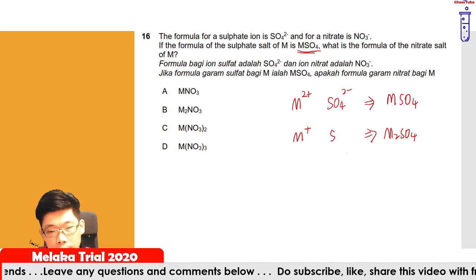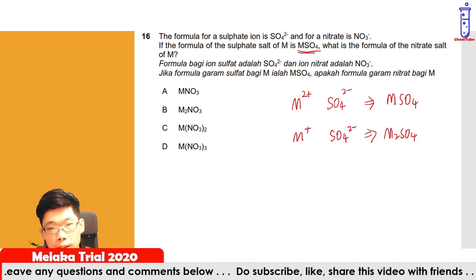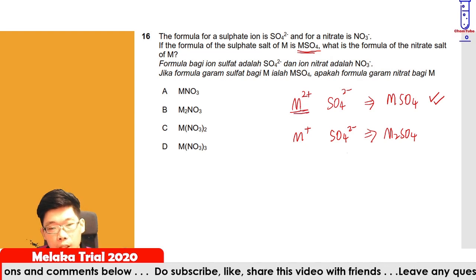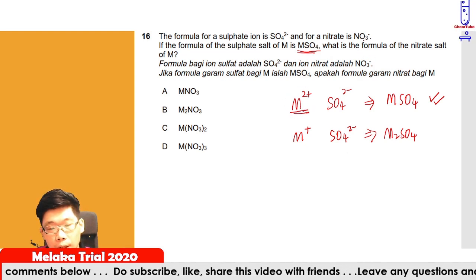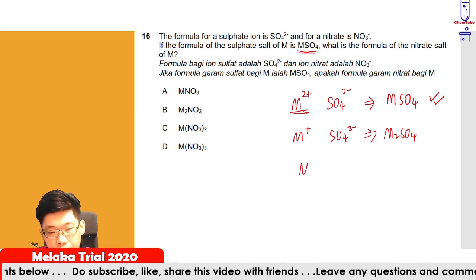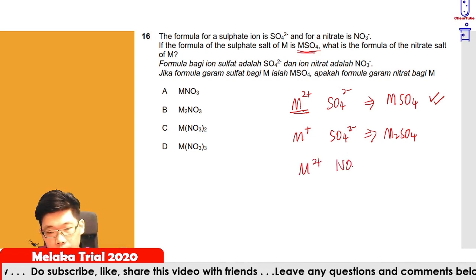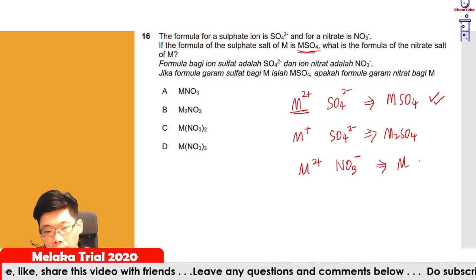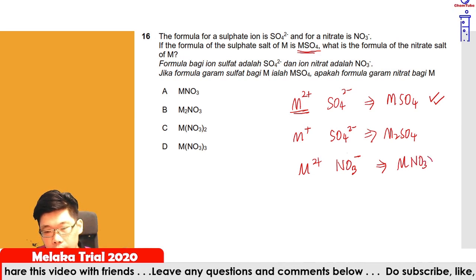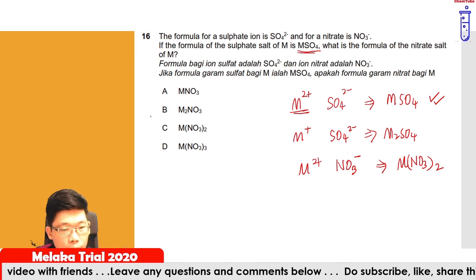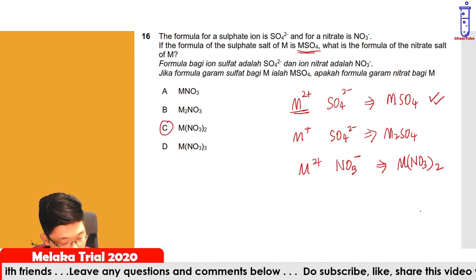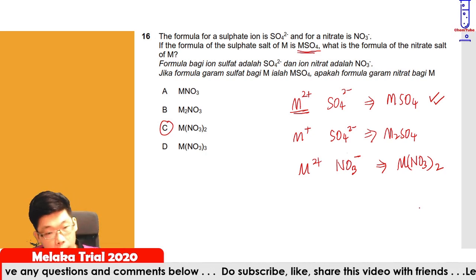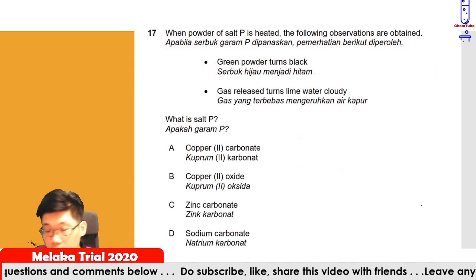Okay, and then the sulfate ion. So here we should know that it is M2 plus. So if M2 plus combines with nitrate with negative one, our answer should be M(NO3)2. Okay, so C is the answer. If you have any questions, you can write them in the comments so that we can discuss further.